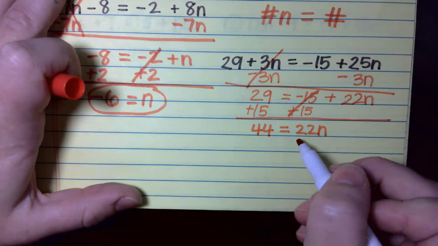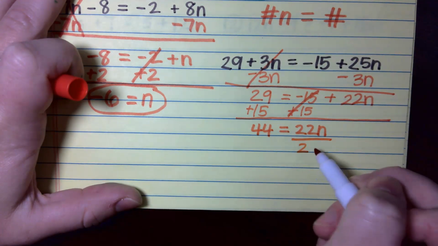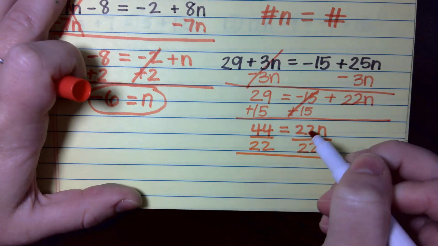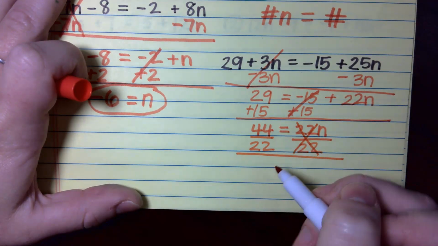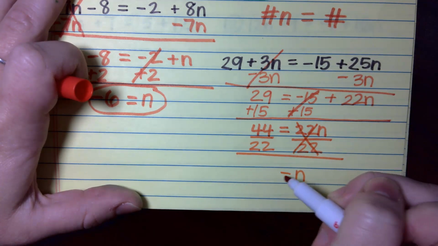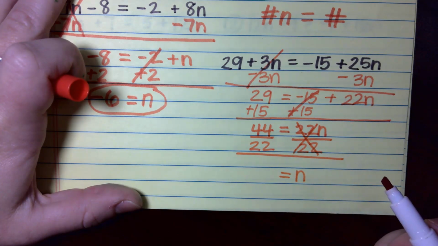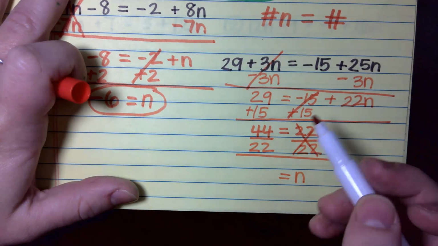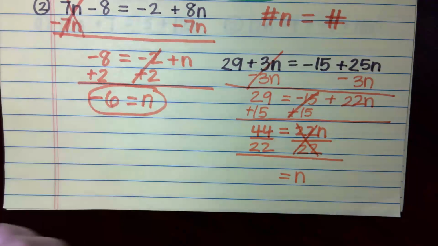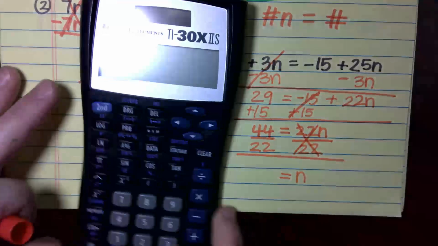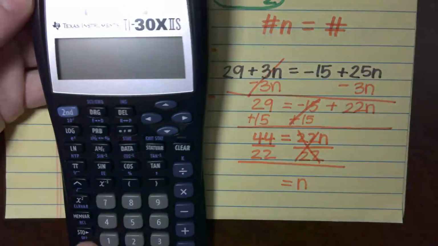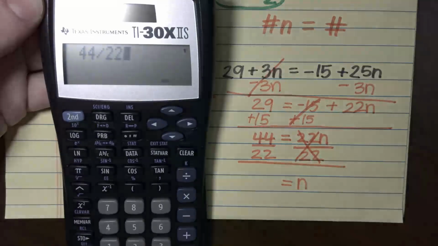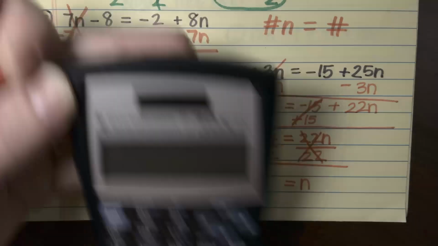Divide. Good. Divide by 22. And my 22's cancel. I'm left with n equals what? 22. Oh, 11. No, 2. Yeah, 11. Is it 11? I don't know. Let's type it in. Let's check, guys. 44 divided by 22. It's 2, guys. My bad.